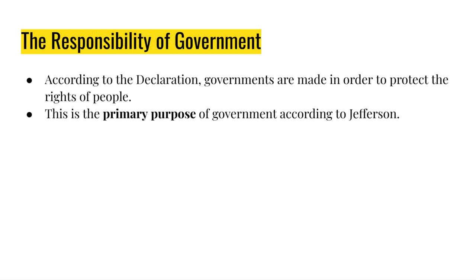Big idea number 3 is the responsibility of government. Jefferson writes in the Declaration, quote, that to secure these rights, meaning the natural rights, governments are instituted among men. Now, according to the Declaration, governments are made in order to protect the rights of people. They already have these rights to begin with. The government is there simply to keep it that way. This, according to Jefferson, is the primary purpose of government.